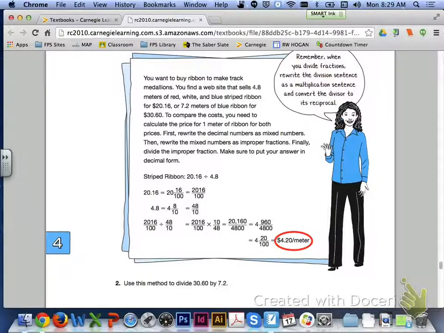4 and 20 hundredths is the answer as a mixed number, and like it said in the directions, make sure to put your answer back into decimal form. And again, we're dealing with money, so this would be $4.20 per meter of the red, white, and blue striped ribbon.